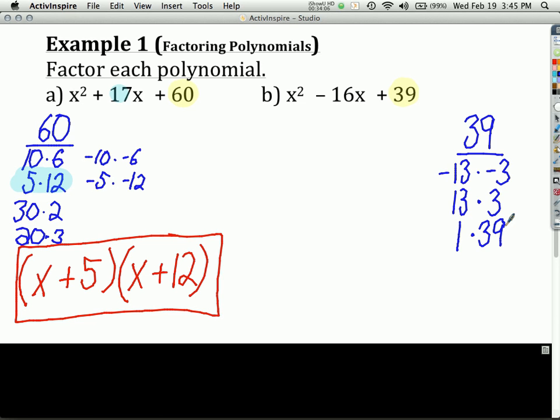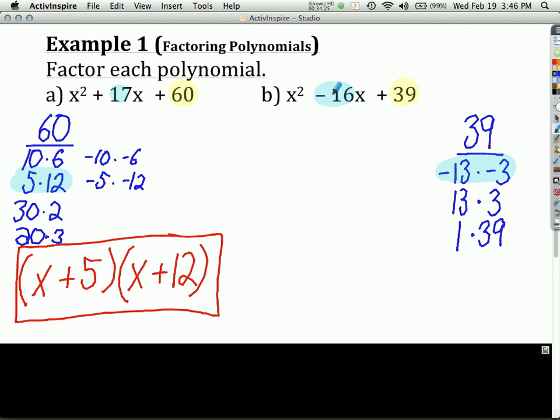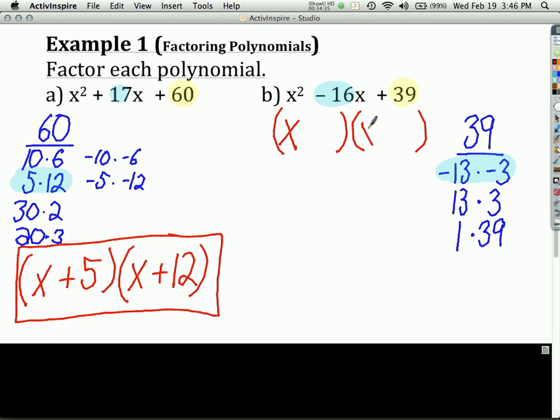Yes. Okay, Daniela, which one is it? I'm sorry, I can't hear you at all. Okay, negative 13 times negative 3 will add up to negative 16, so that is our factor pair that we needed. So here is the factored form. We've got x and we've got x. Now we're going to have minus 13 and minus 3, and that is factored form.